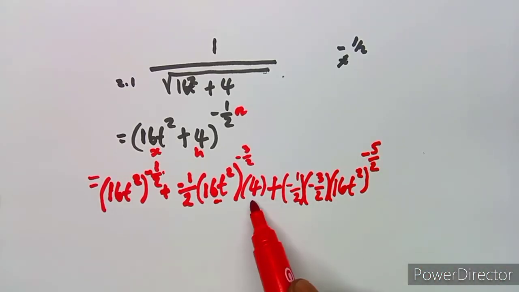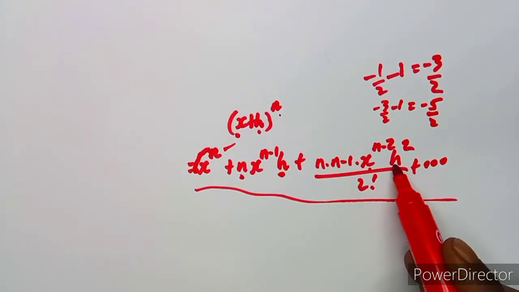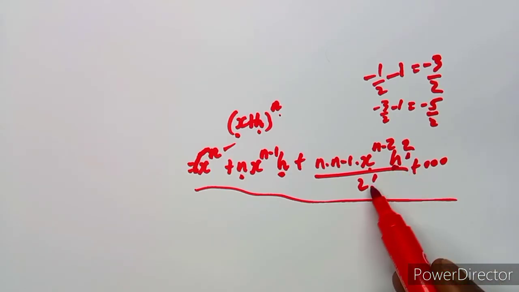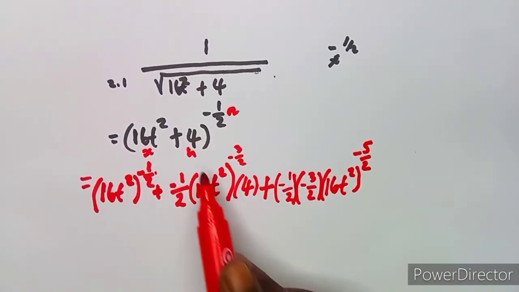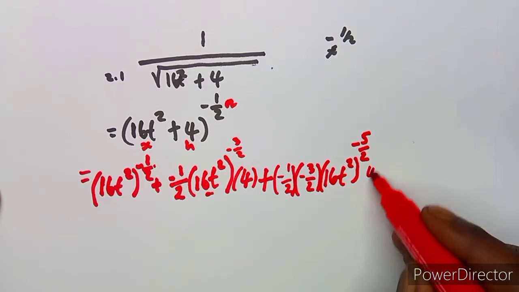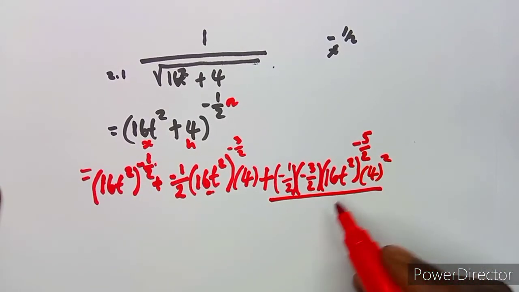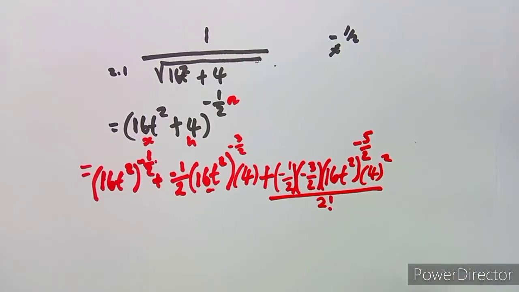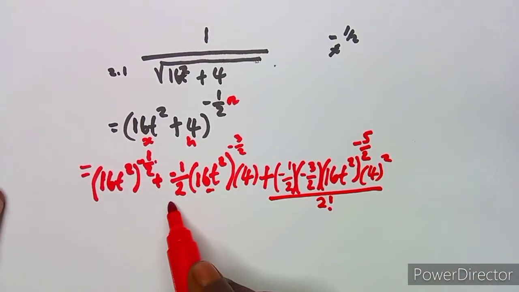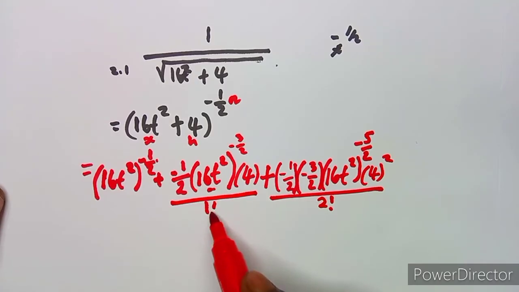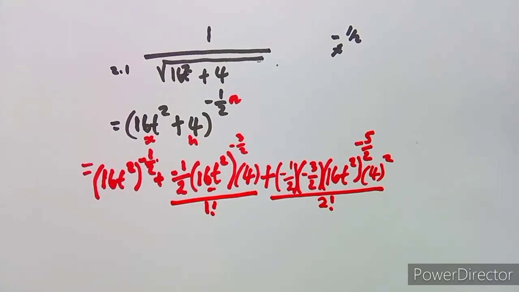Okay. Then this 4, what is going to happen? This is now h squared, which is 4 squared over 2 factorial. So our h is 4. So it's going to be 4 squared like this. Everything over 2 factorial like this. So this was supposed to be 1 factorial, of which guys, there's no need of you writing this 1 factorial. Okay. So how many terms do we have now?